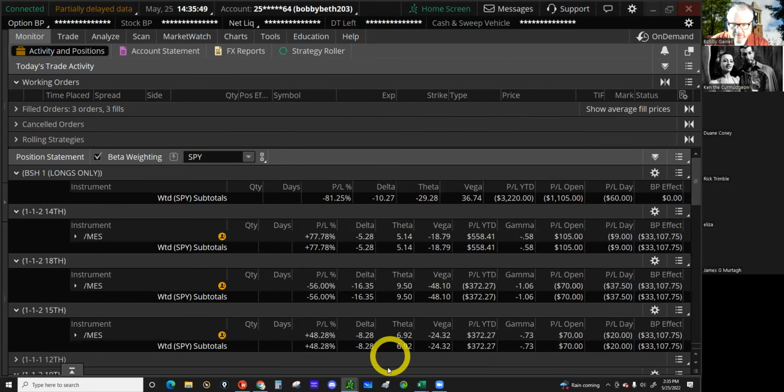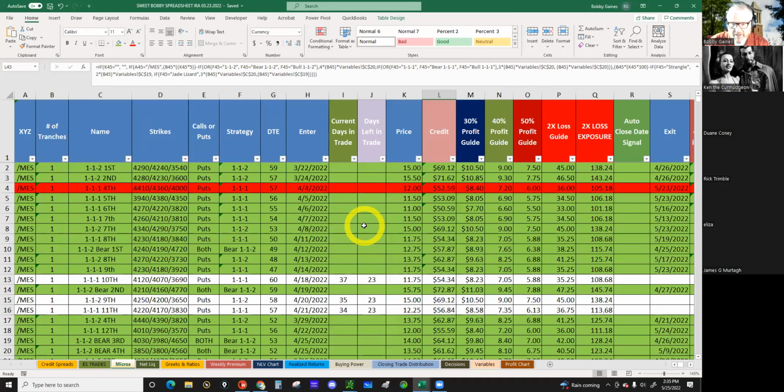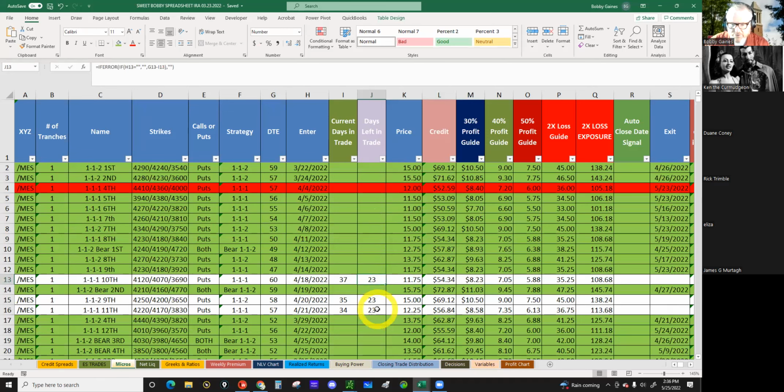Our spreadsheet is built so nicely that it tells us the days remaining in each of our trades. So you want to take risk off as closely as you can when it's getting to expiration. Our average days in trade, as you recall from yesterday, is about 22 days. So these trades have been 37, 35, and 34 days and have not yet been closed. So I need to start looking at these.